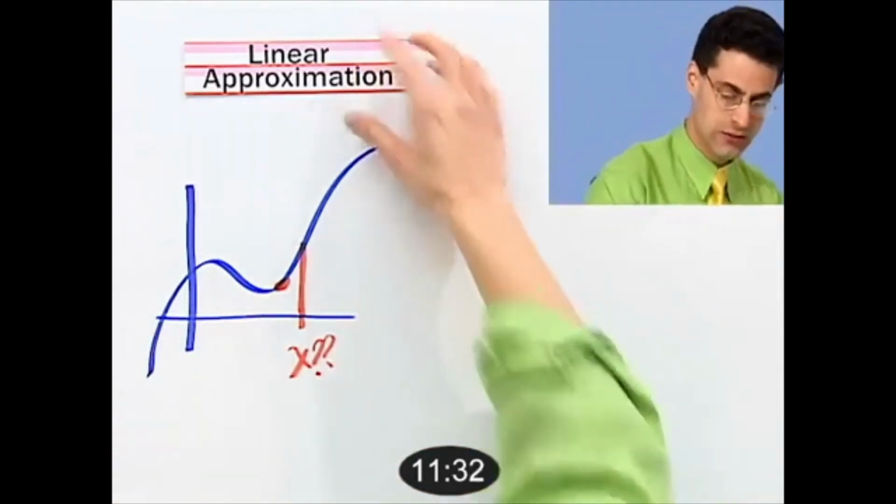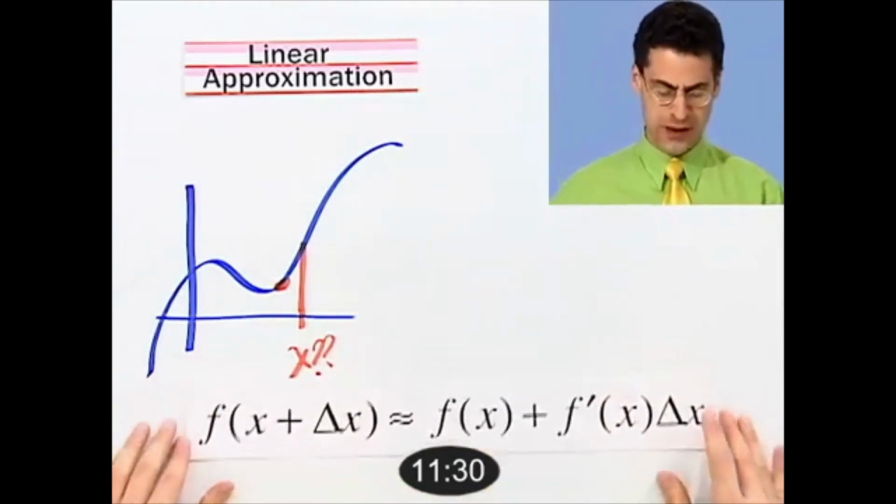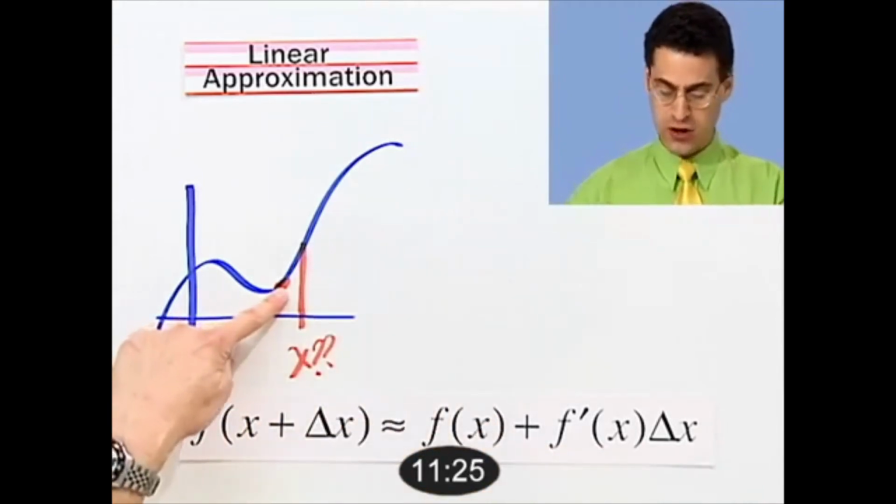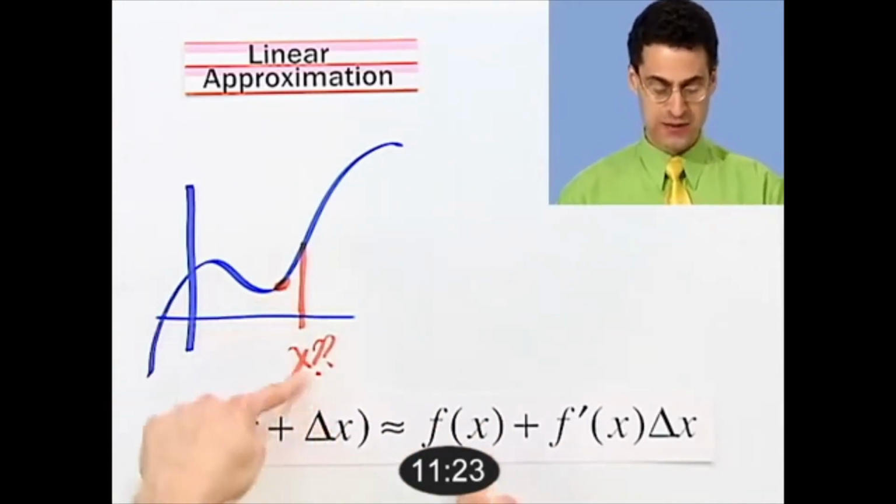So how would that look? Well, that's called linear approximation. Here's the formula, but don't bother memorizing it. Just think about it. What you've got to do is find the equation of the line that's tangent at the known point, which is x here in this case, and this is going to be x plus delta x.